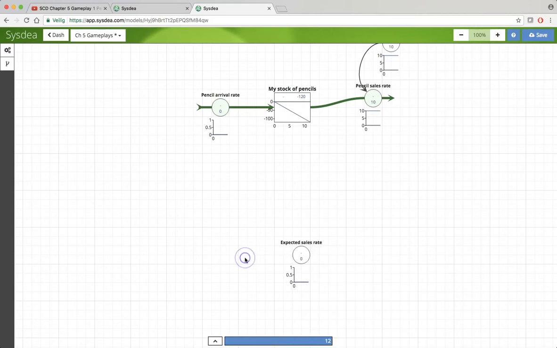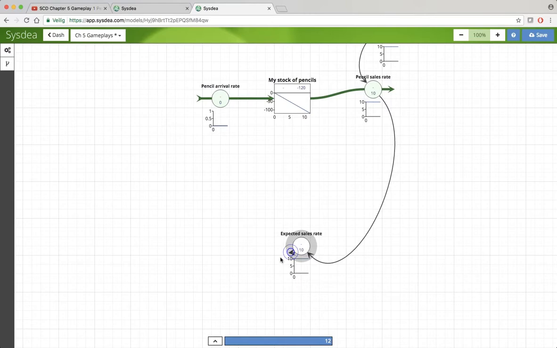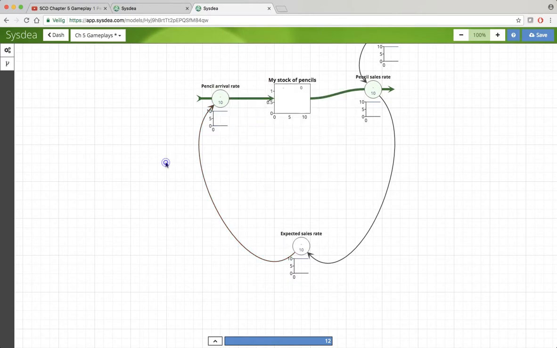Of course, you can make very sophisticated formulas here. Let's make a ridiculously simple one. Let's say that we expect to sell tomorrow what we sell today. Not so silly, but still. So that's definitely something that we want. We want pencil arrival rate to be equal to what we sell today. You now see that we have 0 stock, but we are in equilibrium.